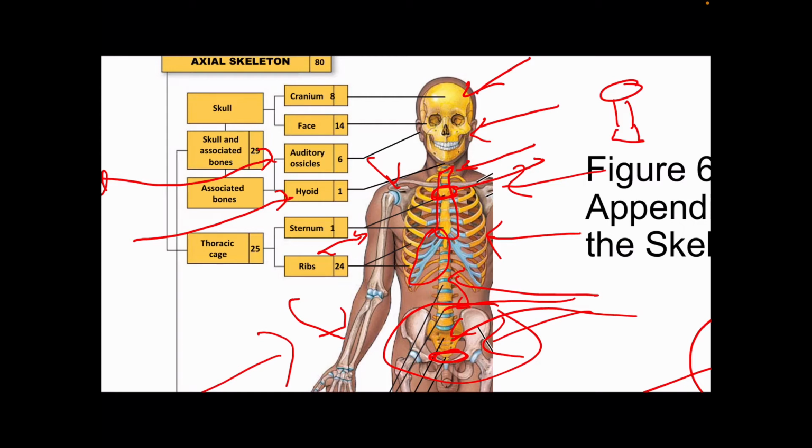This longer part is the sternum, and when they fuse together, they are still technically the sternum. This is just going to become the manubrium of the sternum, if that kind of makes sense.